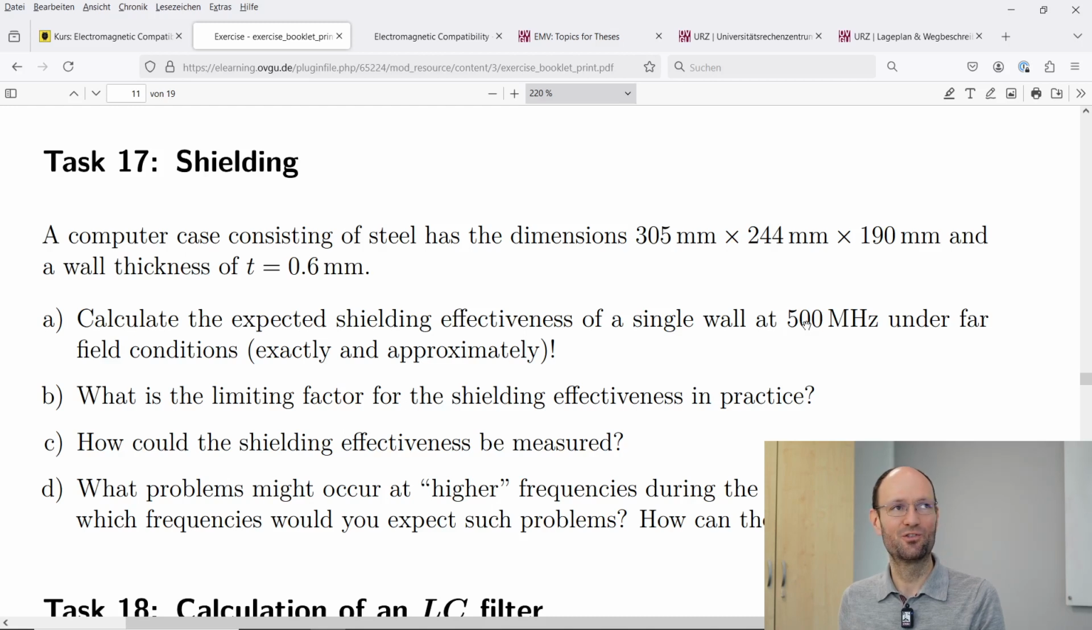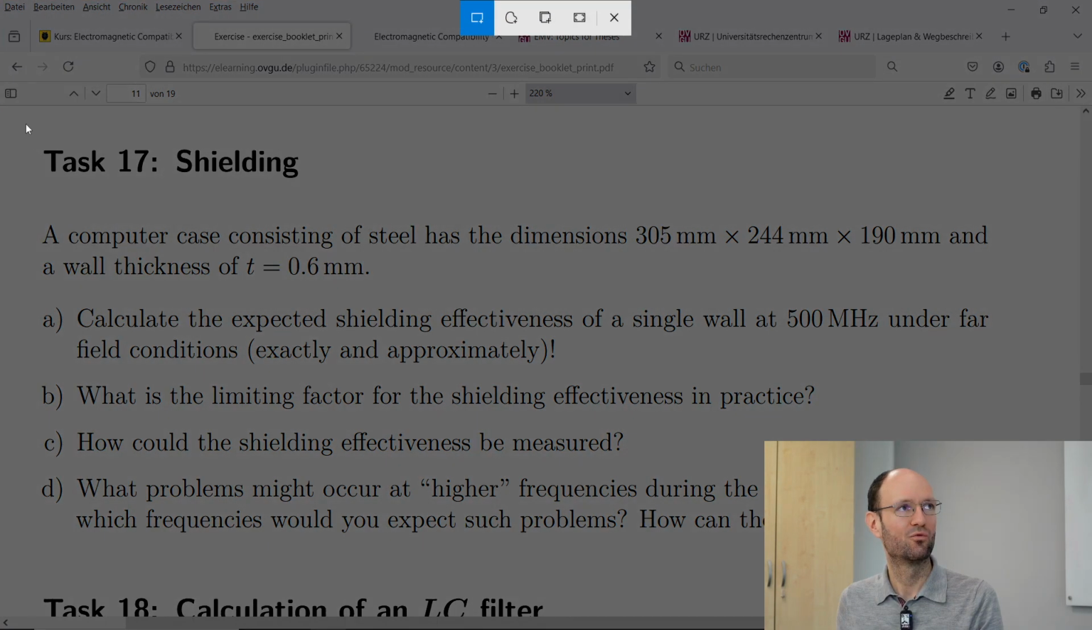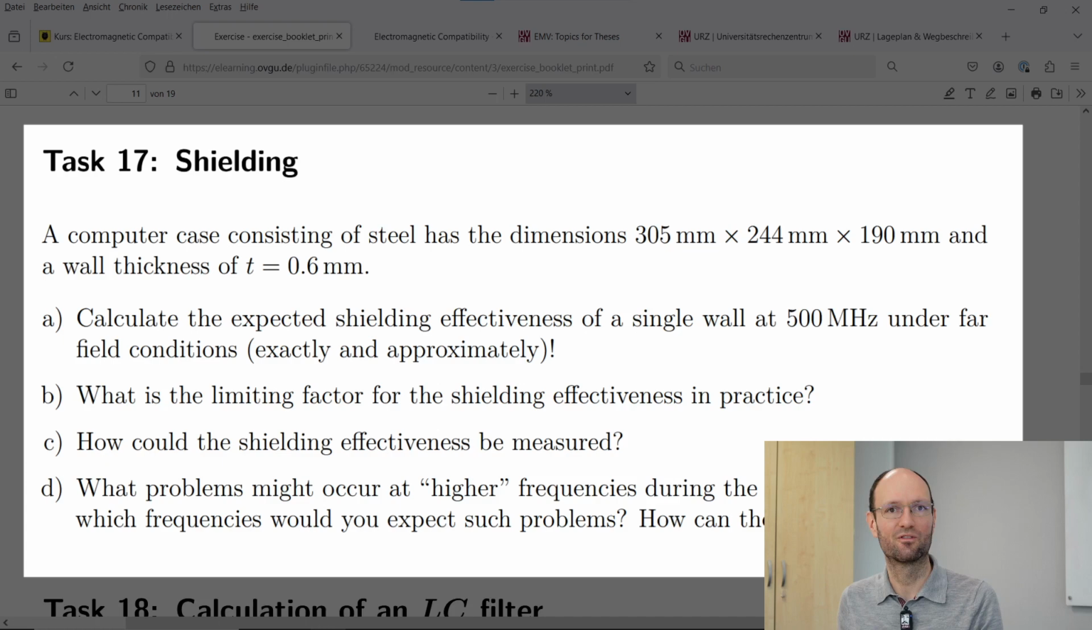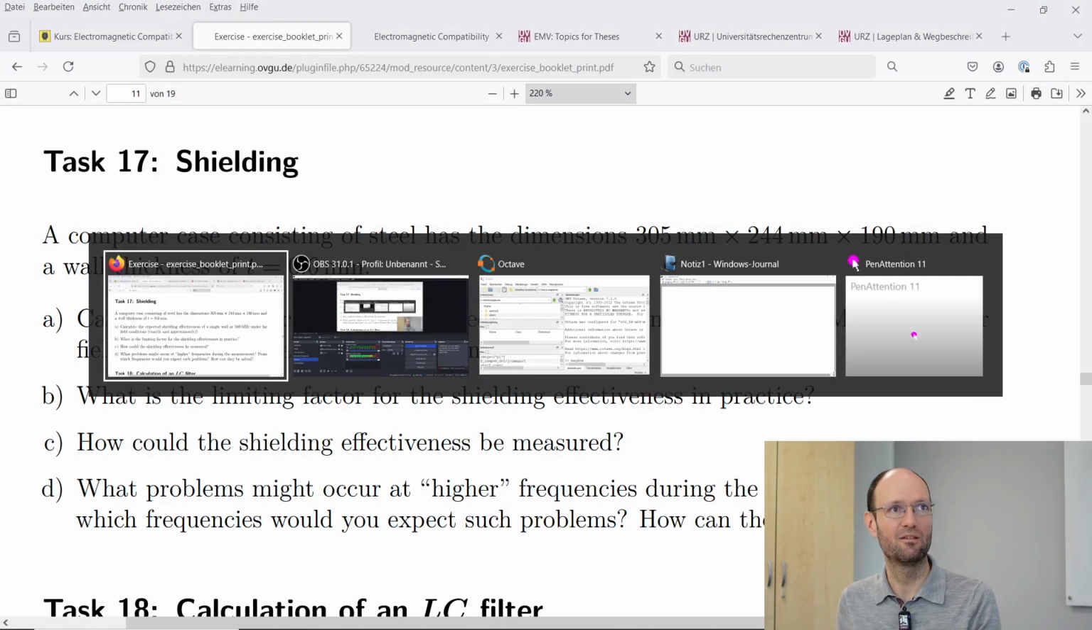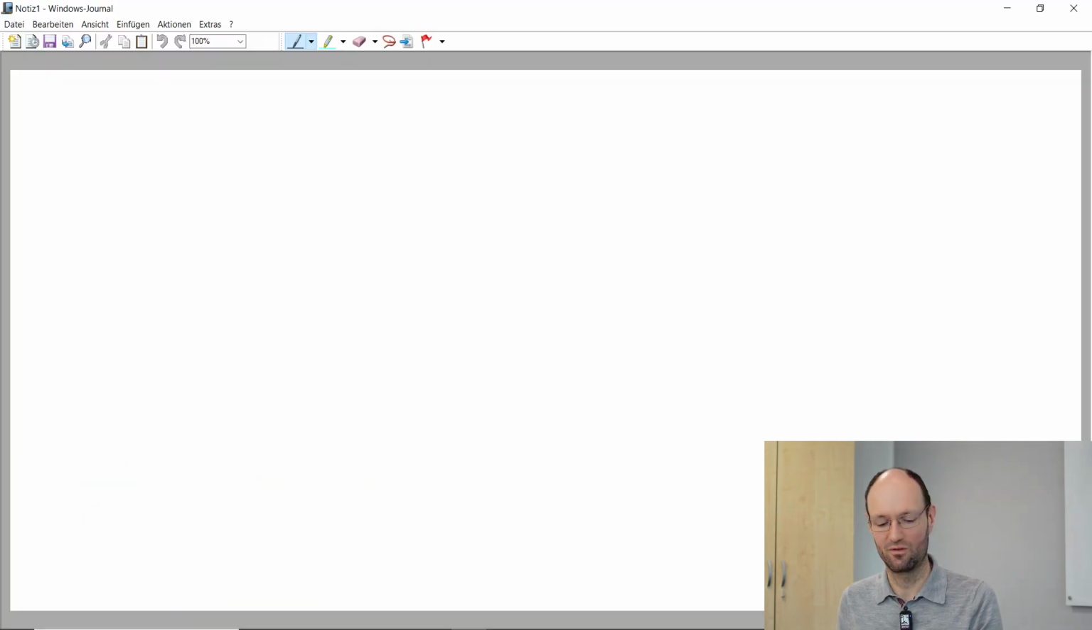The suggestion then was to take a look at task 17 about shielding. So as usual, I will try to copy this, if my computer allows me to do so. This now works. Okay, and paste it into my drawing program, which is here.